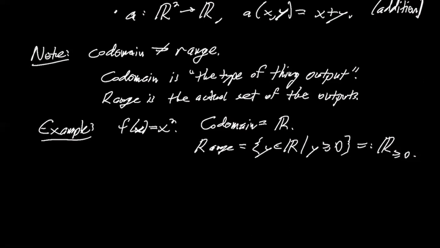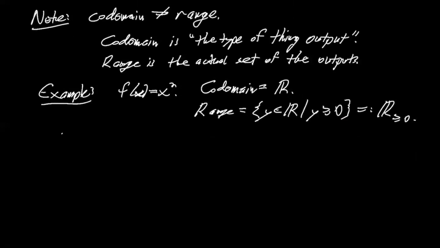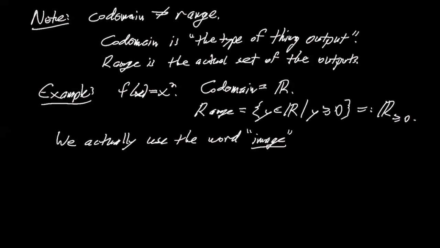And maybe one last note here is that there's actually a more modern term than range. We actually use the term image instead of range. That's sort of the modern term. Maybe you talk about the range of a function, but image could be used for any sort of map, the image of a map. So that's a terminology thing that we tend to use, image.